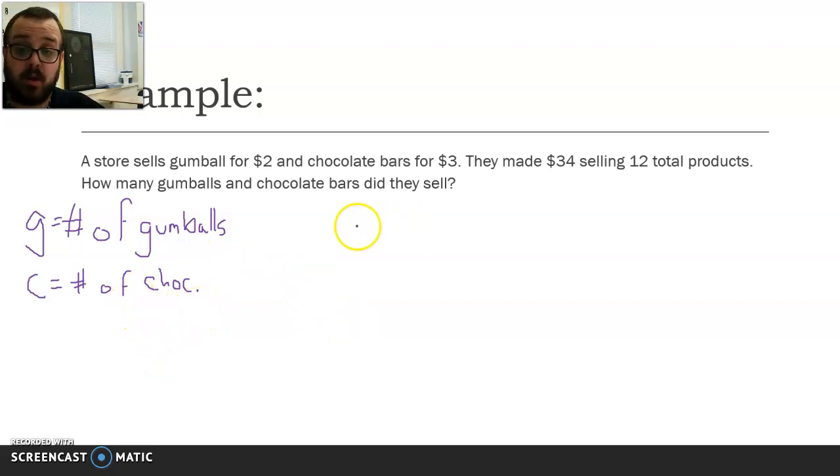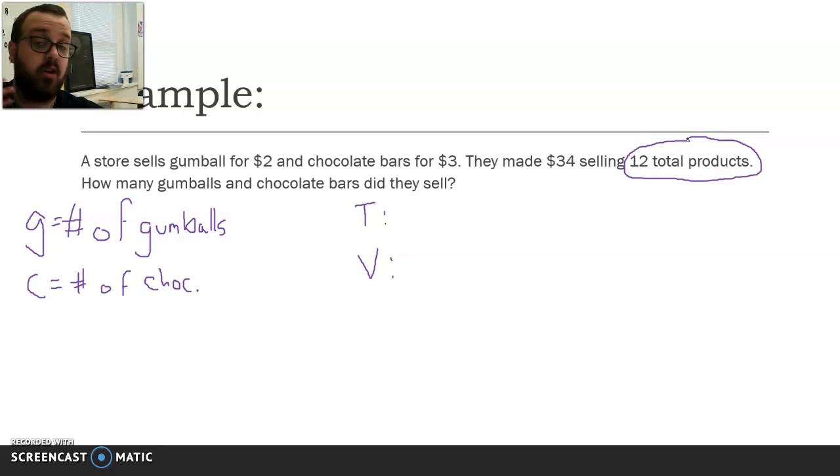Then I'm going to go through and look for two different equations. I'm going to look for stuff that has to do with the total, and I'm going to look for things that have to do with the value, what it's worth. Let's start with the total, okay? Now, I see something that says you sold 12 total products. Whenever you see something that says all together you sold this, or all together you have this, that's going to be what's on the other side of the equal sign. That's what this all adds up to, okay? So I know that this equation is going to equal 12.